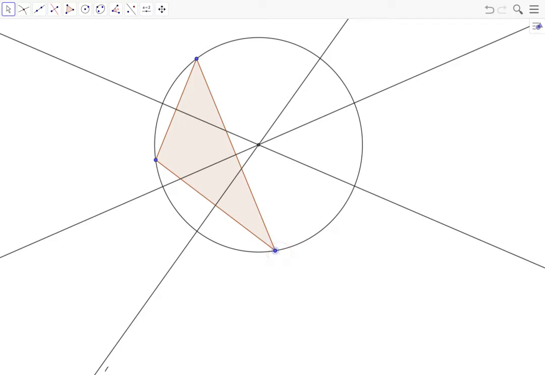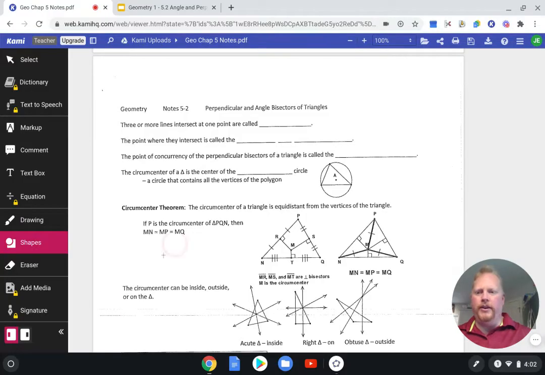Okay? So for instance, if you're a city planner and you have three significant points in the city and you want to create something that's the same distance from all three of those points, you would need to find the circumcenter, and that's where you would put your new landmark. Okay? So let's go ahead and do some notes on this.